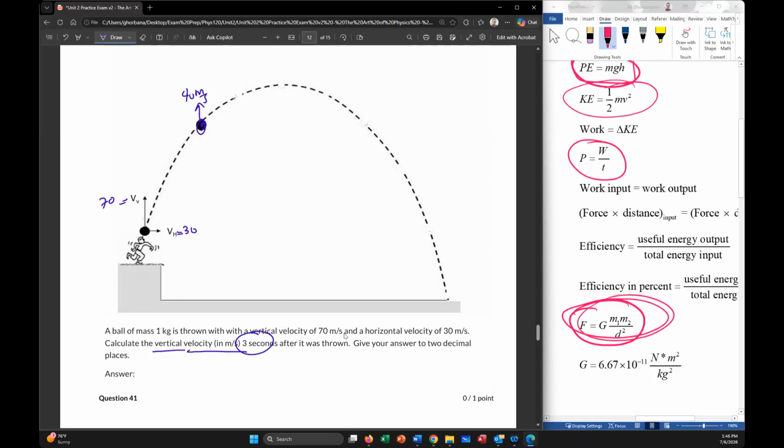So how long does it take to go up? How many seconds does it take to go up for 70? For 70, yes, 7 seconds. 7 seconds it takes to reach the highest point.